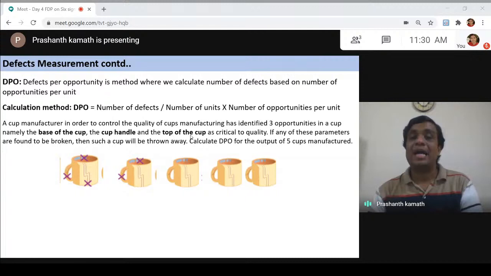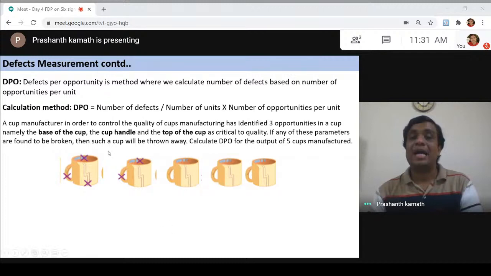Opportunities per cup. So in total, how many opportunities would be there either to get it completely right or completely wrong? 3 opportunities into number of units. There are 5 cups, so there are 15 opportunities. Either all 15 will be good, or all 15 will be bad, or there will be value in the middle. Some are good, some are bad. Okay, either you can get all 15 right, or you can get all 15 wrong, or a value between these two extreme ends. Now let's apply this based on the data available here.